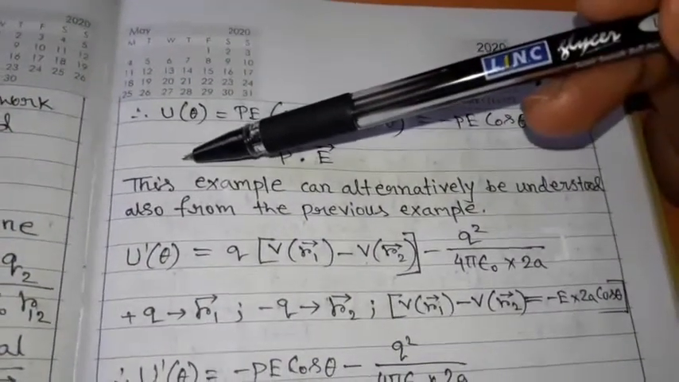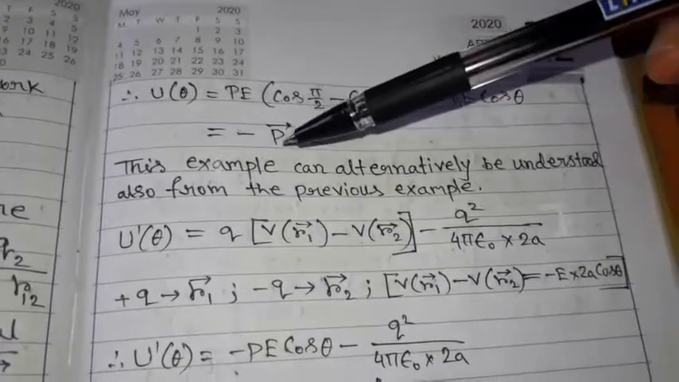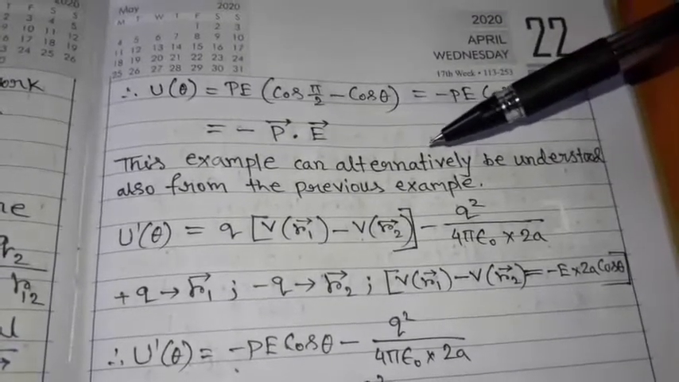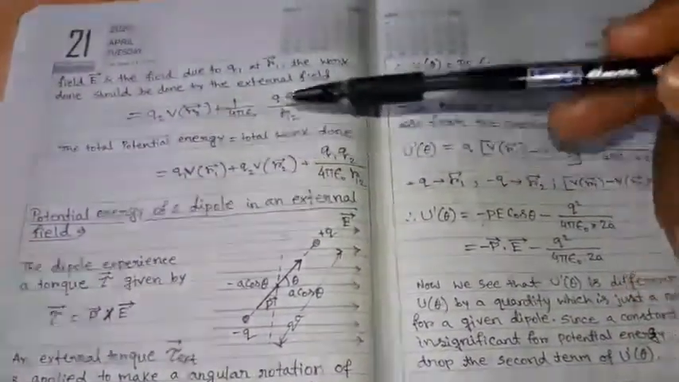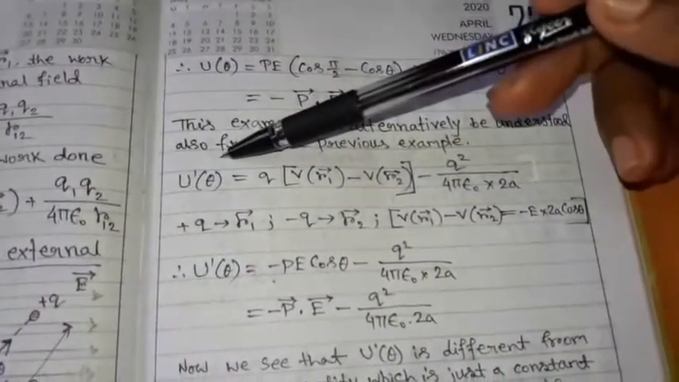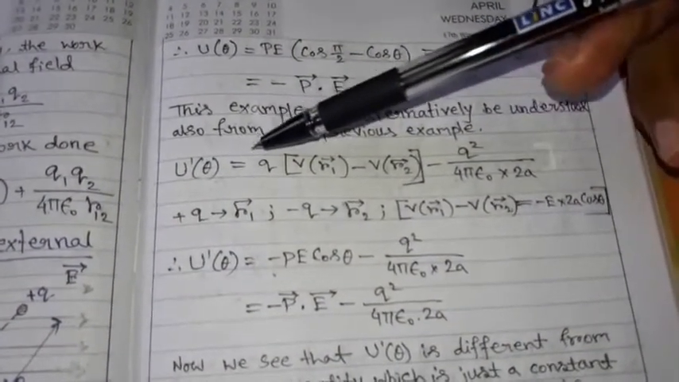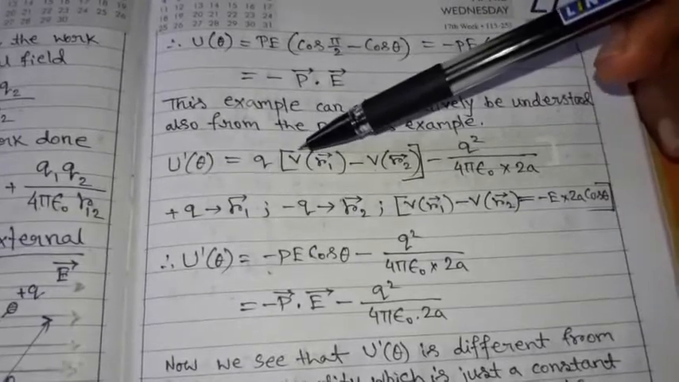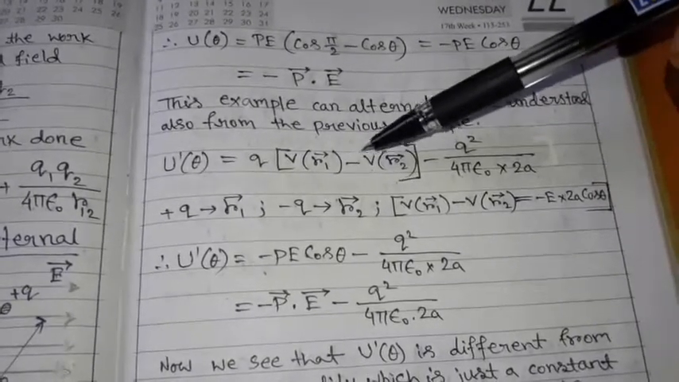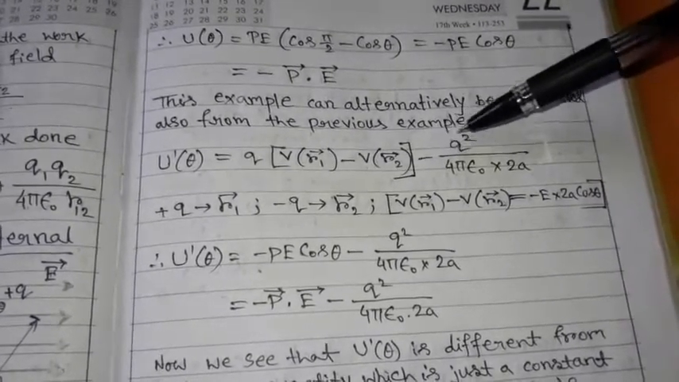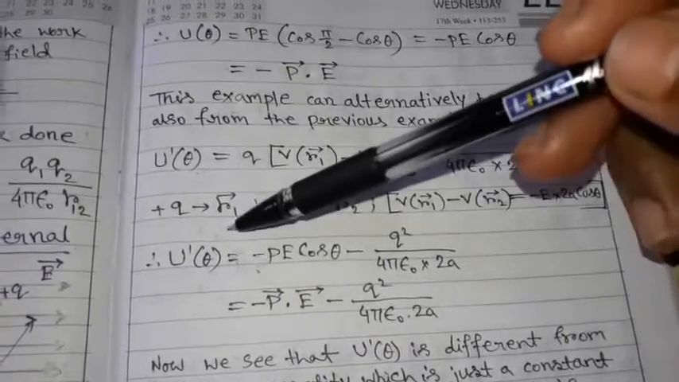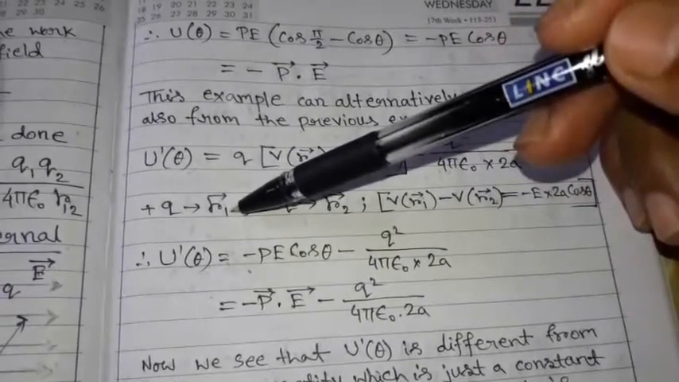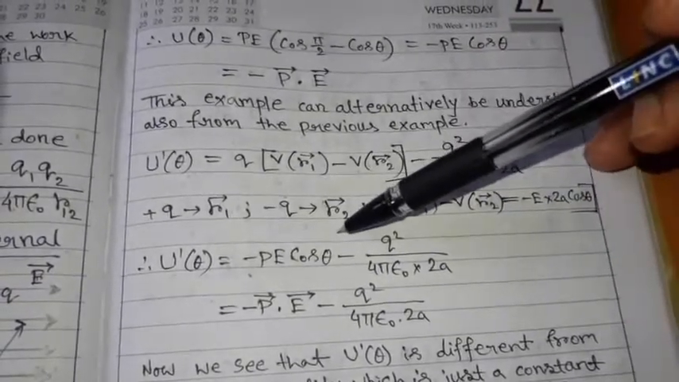Next, this example can alternatively be understood from the previous example. So we do it like this. Potential energy U dash of theta equals q into V of r1 minus V of r2, minus q square by 4 pi epsilon 0 into 2a. We consider plus q charge at position vector r1 and minus q charge at position vector r2.